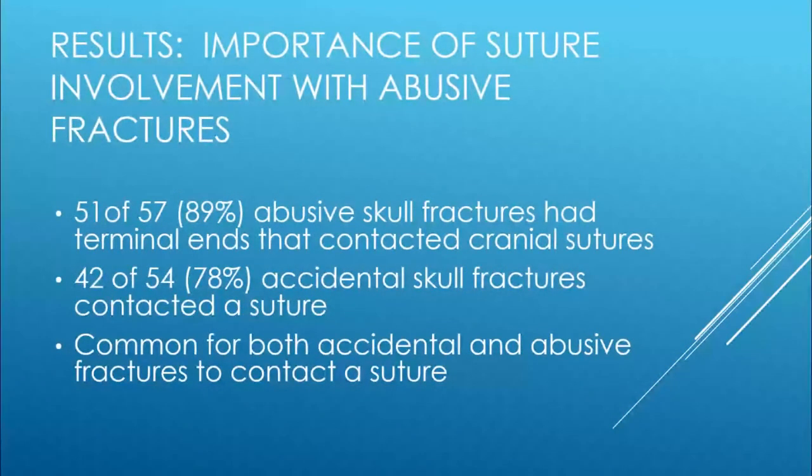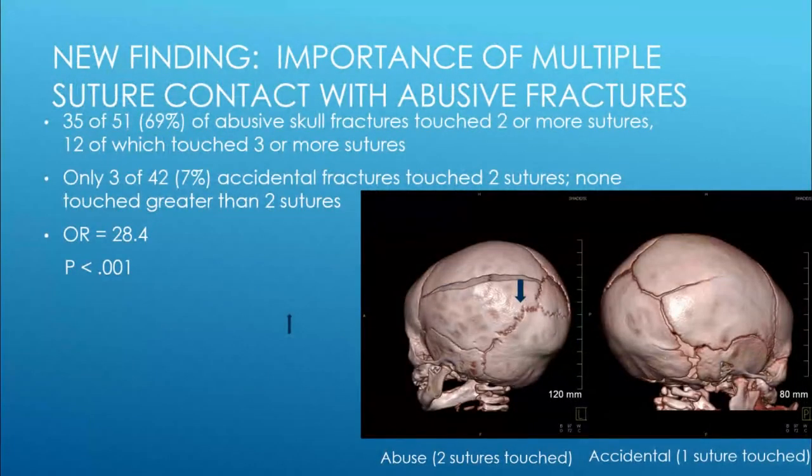When we looked at the importance of skull fractures contacting just one cranial suture, we found that it was common in both our abusive and accidental cases for a fracture to propagate across the skull and reach one suture. However, when we changed this criteria to contact of 2 or more sutures, we found statistical significance.